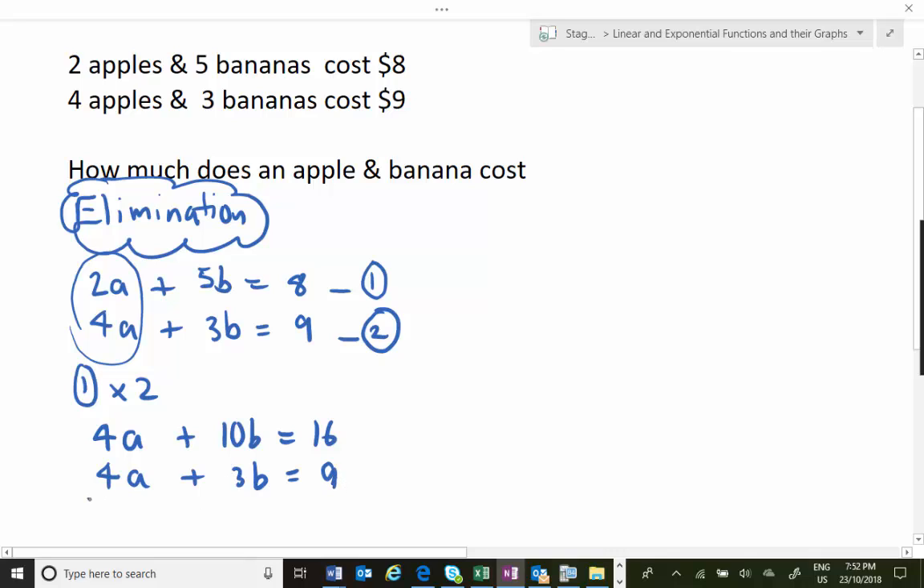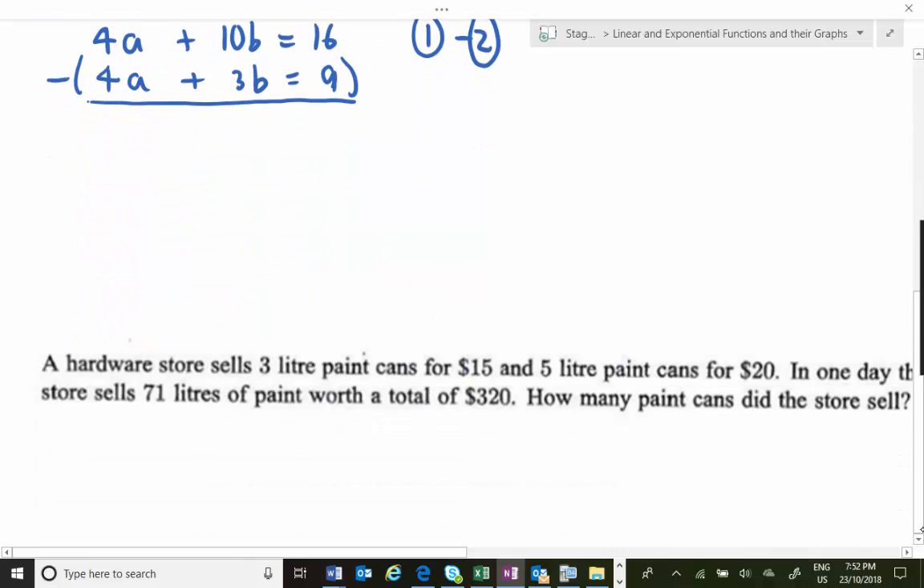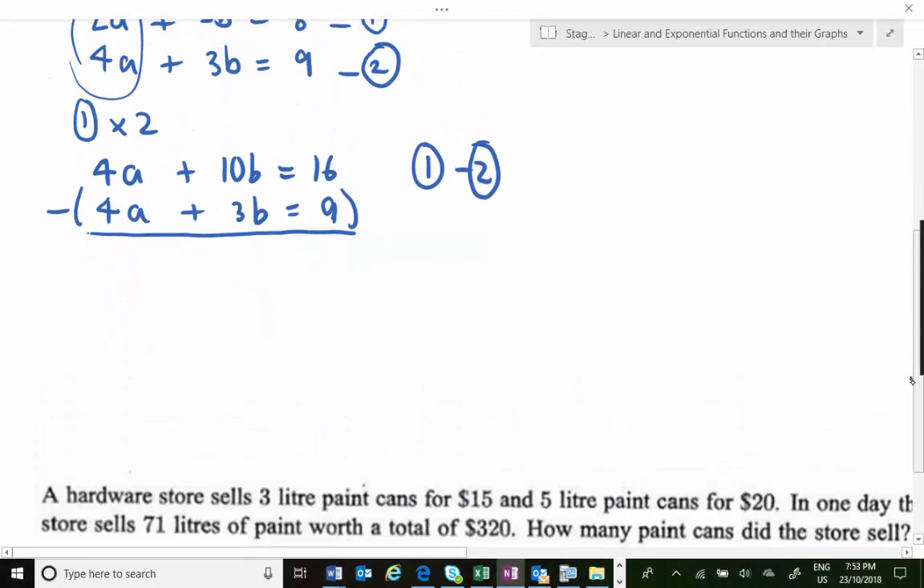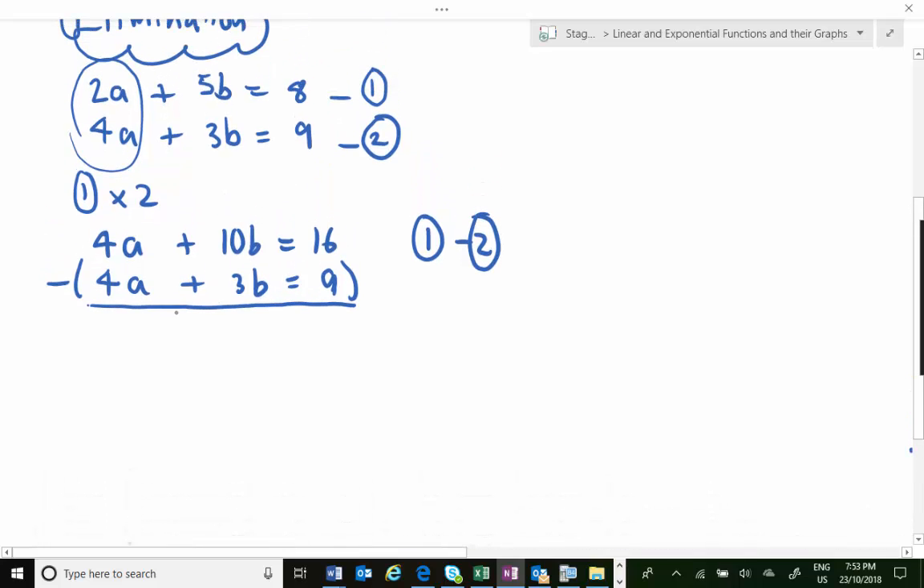Now I'm going to take equation number 2 from equation number 1. When I do that, 4a take 4a gives me 0a, so that's gone out. 10b take 3b gives me 7b. And 16 take 9 gives me 7. So if 7b is equal to 7, therefore b is equal to $1.